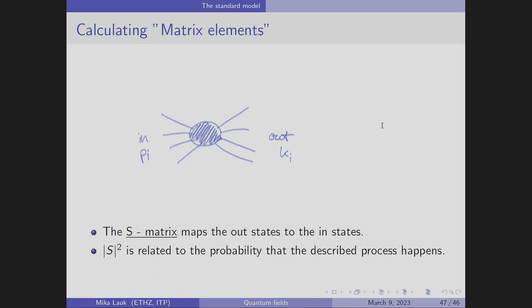Another way to say it, there's this S matrix, which is why we call them matrix elements, that maps the out-states to the in-states. And then it turns out that mod S squared is related to the probability that this process happens. So we want to calculate this S matrix. Okay.